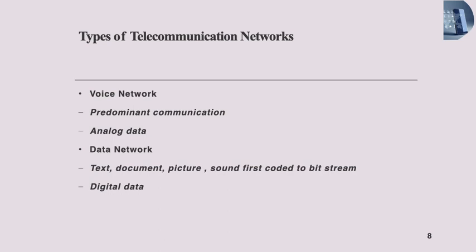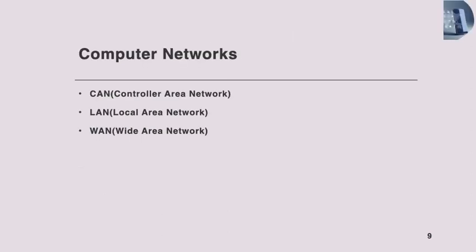On the other hand, in data network, text, document, picture, video, audio, sound first coded to bit stream, etc. All these are transmitted in the form of digital information, or digital transmission is being performed there in data network. Computer networks, controller area network, local area network, wide area network. So all these things are discussed in the computer network class.